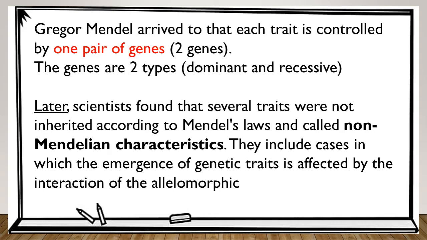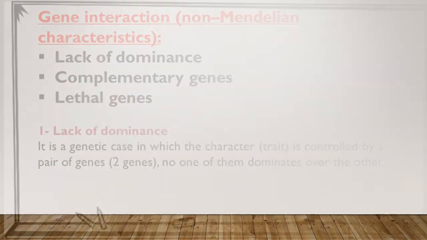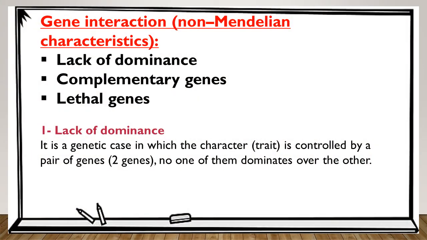Later, scientists found that several traits were not inherited according to Mendel's laws, and they are called non-Mendelian characteristics. They include cases in which the emergence of a genetic trait is affected by the interaction of the allelomorphic genes. For the interaction of genes, or non-Mendelian characteristics, we are going to talk about three cases. Number one, the lack of dominance. Number two, the complementary genes. And number three, lethal genes.